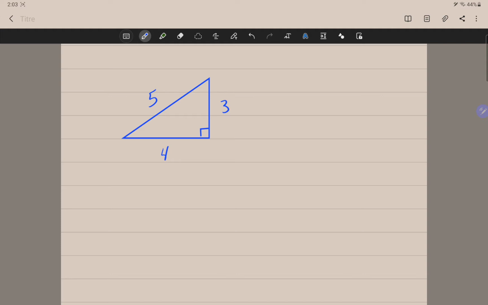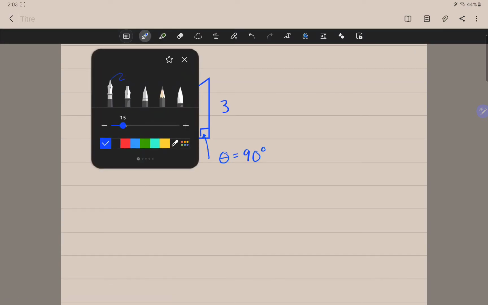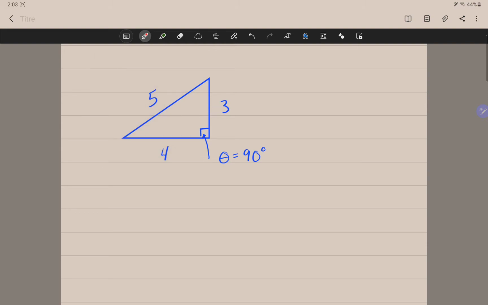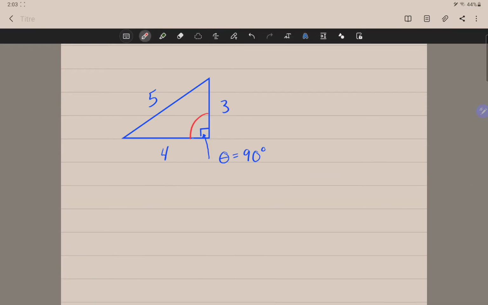So for this type of triangle, since we do have this angle here, now this little box I've drawn says that the angle theta, we usually give angle with theta, equals 90 degrees. So that means that the angle between this piece and this piece, this angle right here, is equal to 90 degrees, okay?